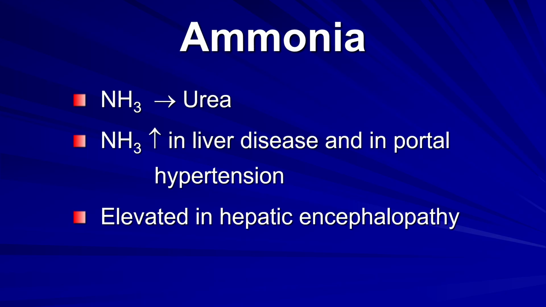Ammonia is a toxin. It can cause dysfunction of astrocytes in the brain and other things, leading to what we call hepatic encephalopathy, which is a set of neuropsychiatric abnormalities that happen in patients with liver disease. This is an extremely important molecule, and treatment of hepatic encephalopathy will be discussed by my colleague, Dr. Fadi Francis.